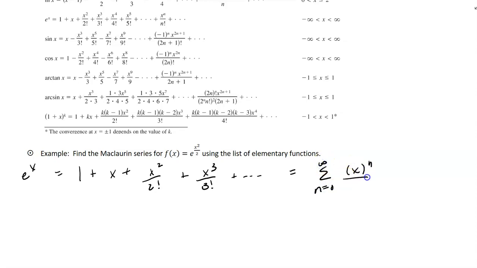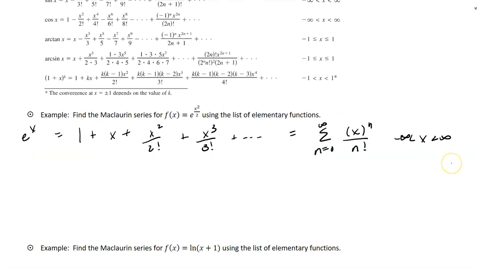It says find the Maclaurin series for f of x equals e to the x squared over 2 using the list of elementary functions. So if I look at the list up here, I see that e to the x by itself goes to 1 plus x squared over 2 factorial plus x cubed over 3 factorial, and so on and so forth. And that's equal to the sum from 0 to infinity of x to the nth power over n factorial for x between negative infinity and infinity. So the interval of convergence is infinite.